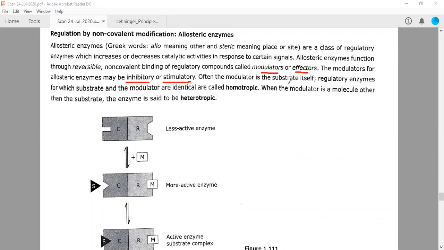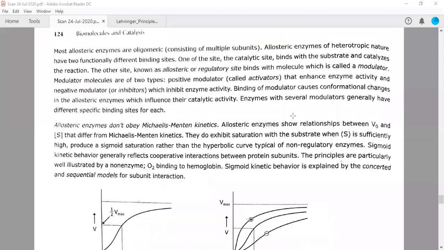Often the modulator is the substrate itself. In some cases, you will find that the substrate is the modulator itself, and regulatory enzymes for which the substrate and the modulator are identical are called homotropic. Whereas if the modulator is different, then the enzyme is said to be heterotropic. So this is understandable. Then this we have discussed.